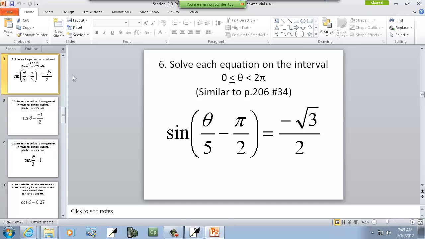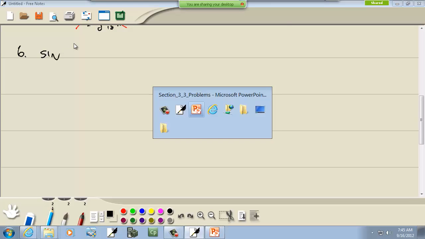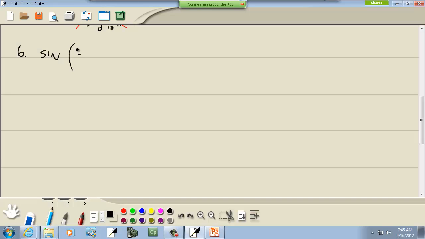Well, let's look at another one. We've got sine of theta over 5 minus pi over 2 equals negative square root of 3 over 2.